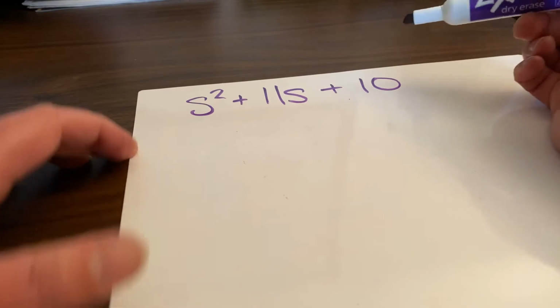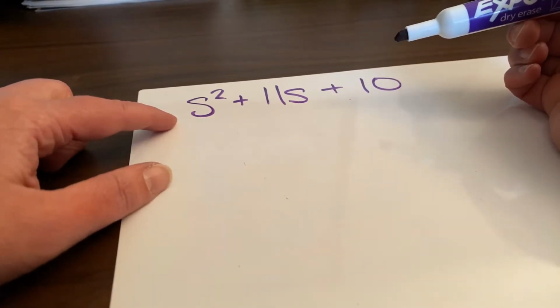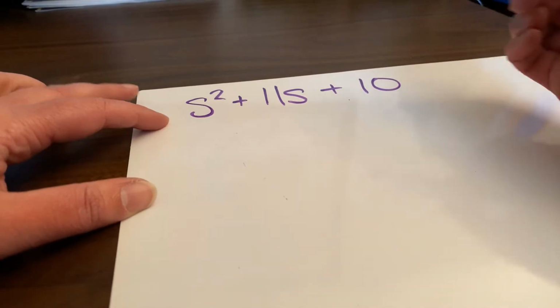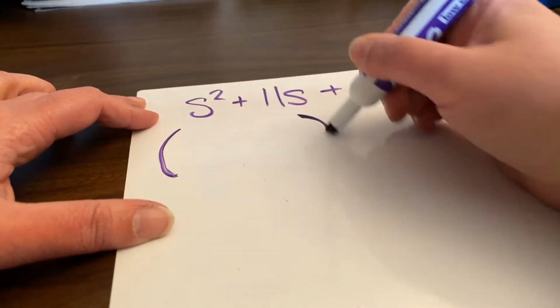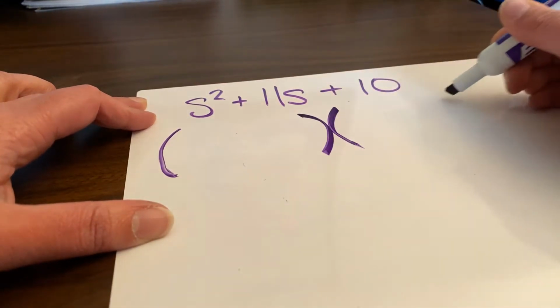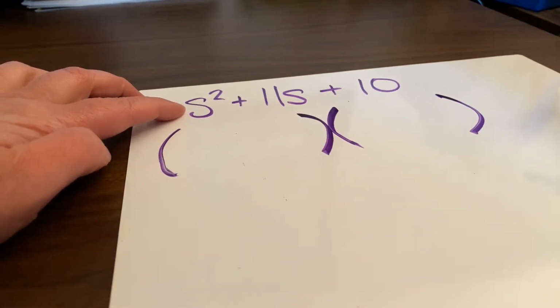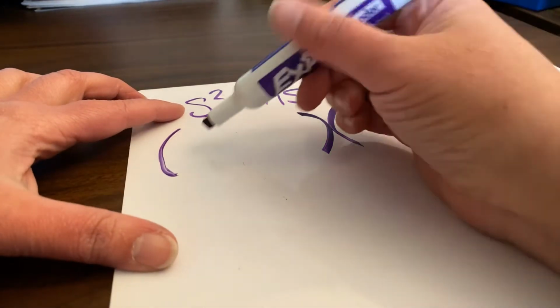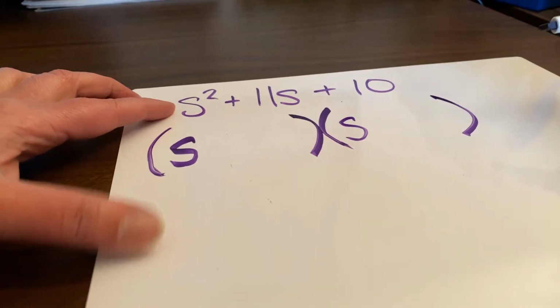So the first thing we do, we notice there's no number in front of the s squared term. We've got s squared plus 11s plus 10. So we draw our two sets of parentheses here. Okay, and what things multiply to s squared? That would just be s and s. So that's the first thing I'm going to do. I'm going to put in the s's there and there.